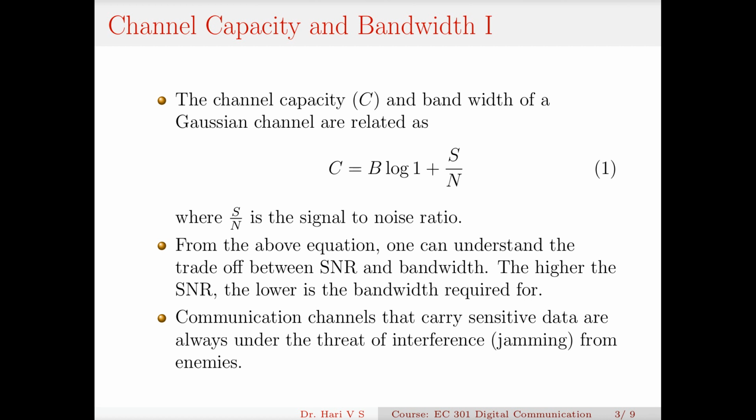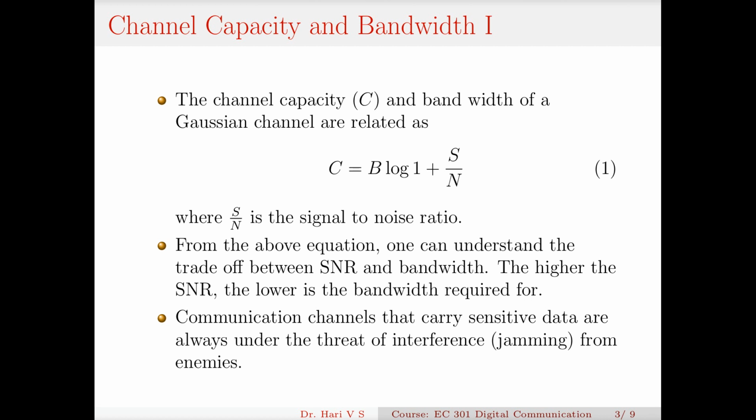And in Gaussian channels, you know most communication channels are Gaussian in nature due to the central limit theorem. And the relation between the channel capacity and bandwidth is a unique one, that is C equal to B log(1 plus S by N), where C is the channel capacity, B is the bandwidth, and S by N is the signal to noise ratio. Often we take this logarithm in base 2 and express C in terms of bits.